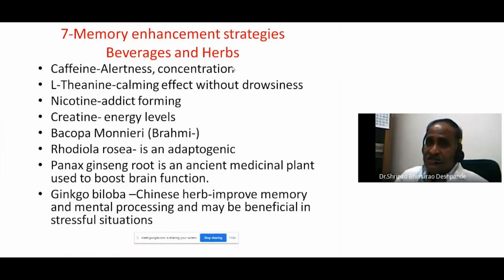So now creatine is a dietary supplement which will increase the formation of ATP, like phosphocreatine, which will increase the energy levels. So that may help to increase the memory, because the energy levels are required for the brain.